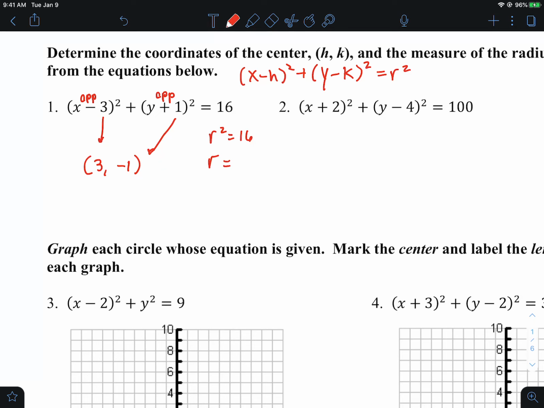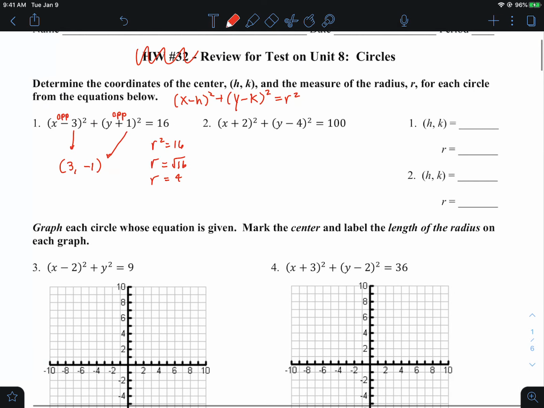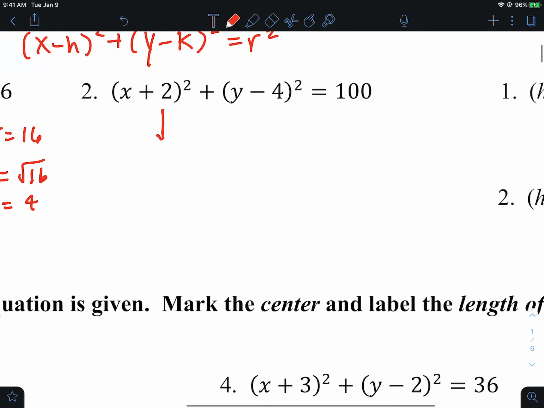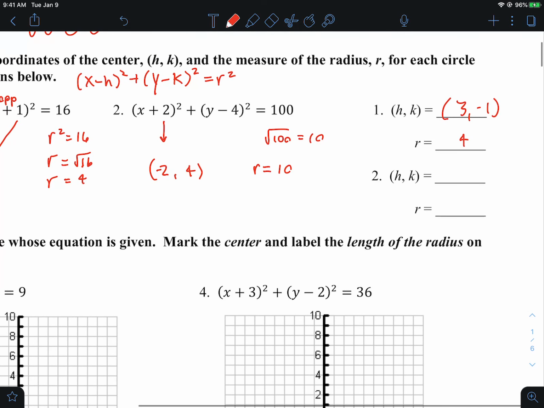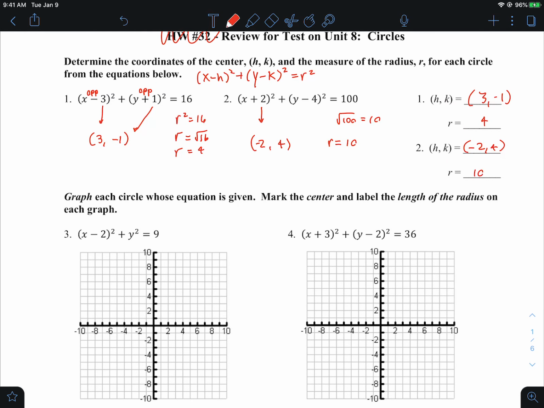To undo a square, you square root the 16, and that would get you a radius of 4, and that'll be it on that one. So (3, negative 1) and a radius of 4. Number 2, same thing with some different numbers. The center will be (negative 2, positive 4), and then the square root of 100 is going to get you a radius of 10. So that's all you do on those. And that formula is on the formula chart, so you just need to know how to pull the information from it.